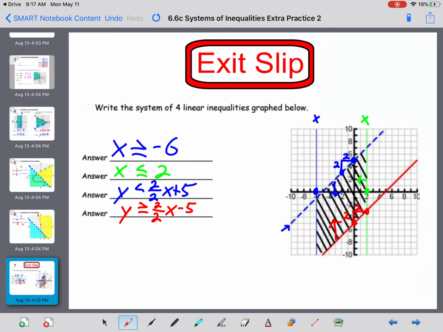Okay, I'm sure this is a little difficult for the first go-around with writing inequalities based on the graphs, but we'll continue to practice it.